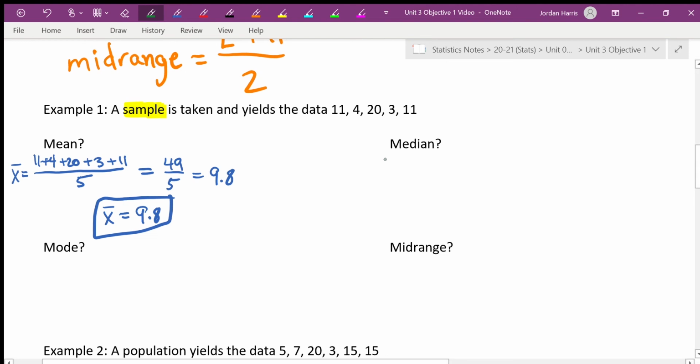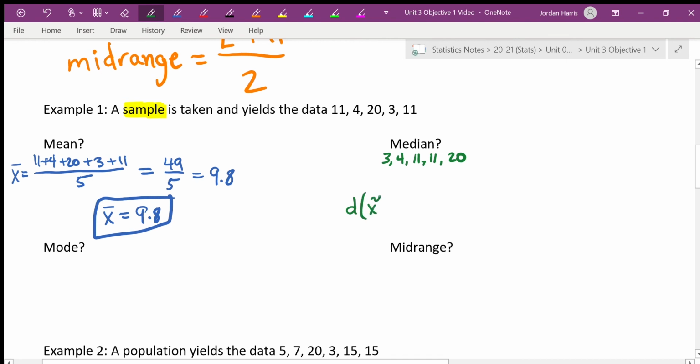Okay, so I got to order it. 3, 4, 11, 11, 20. Most people have learned you count in, so count one in from both sides, one more in from both sides, and the middle number is the median, which does work. But I'm going to use the depth formula because that's the new thing.